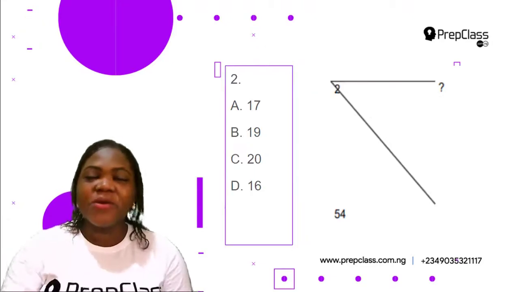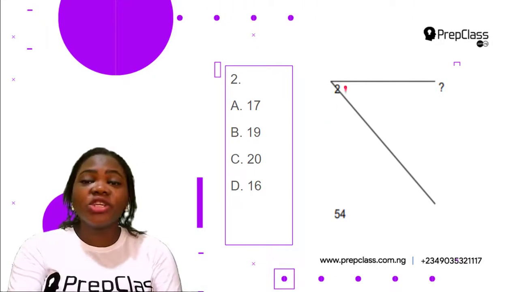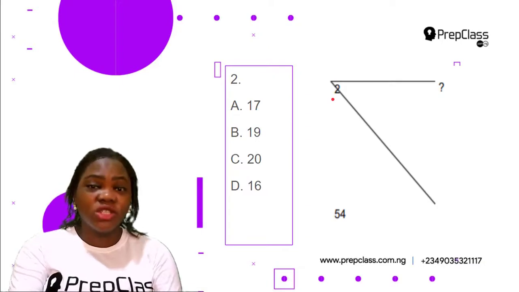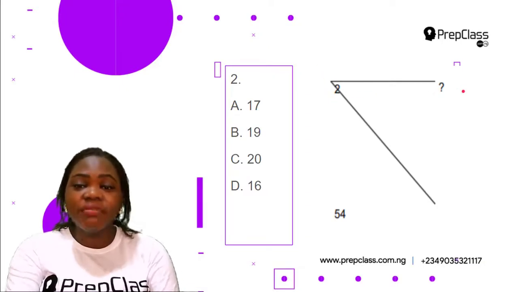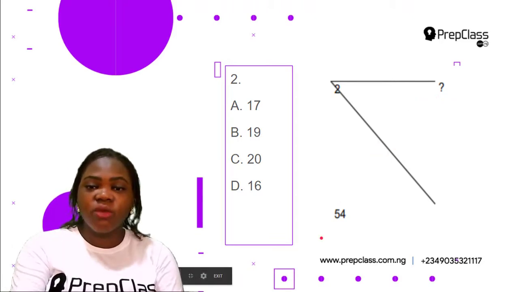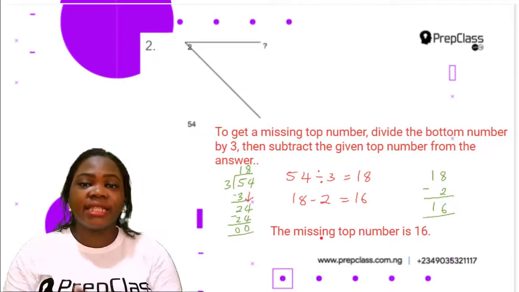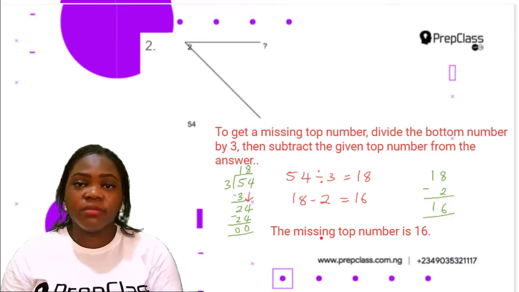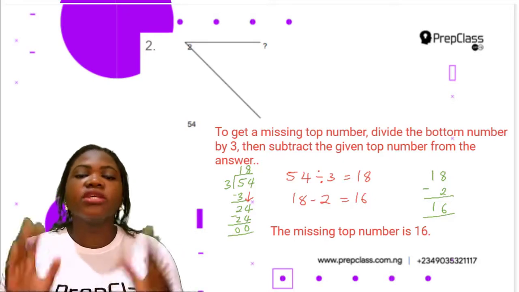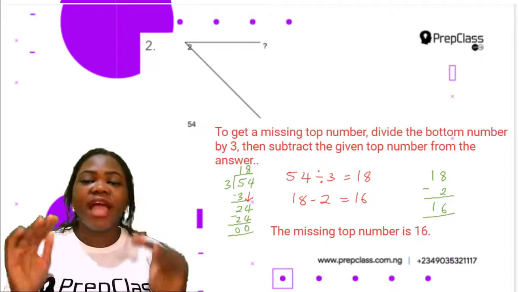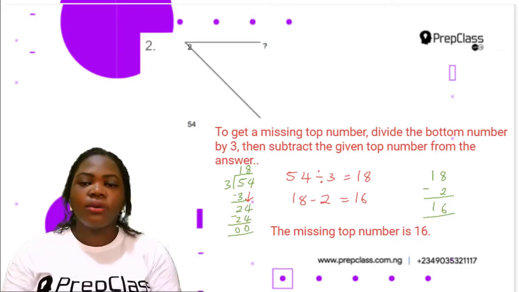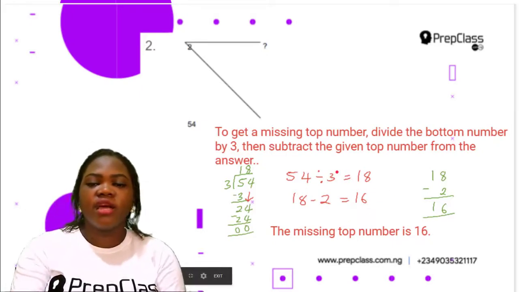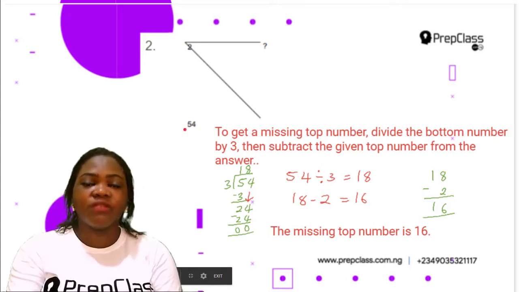Check. Question 2. So question 2 is similar to question 1. We are given a top number, then the second top number is missing, and then we are given the bottom number. So we are going to do it exactly the way we did question 1. To get a missing top number, divide the bottom number by 3, then subtract the given top number from the answer. Now we have the bottom number, 54.